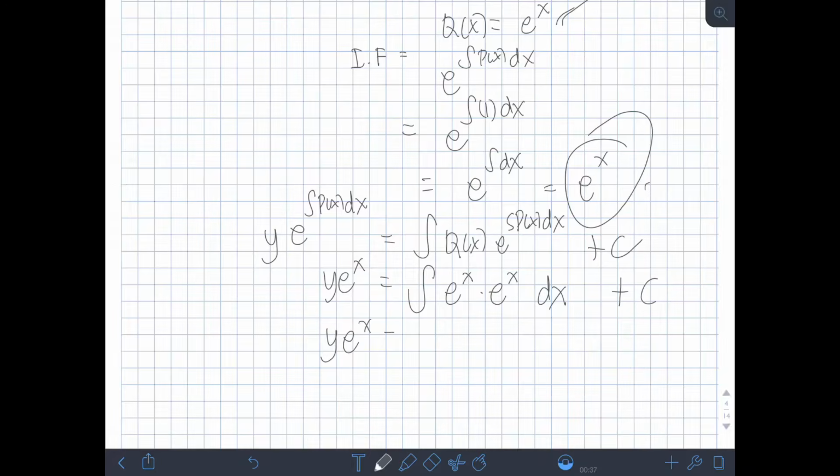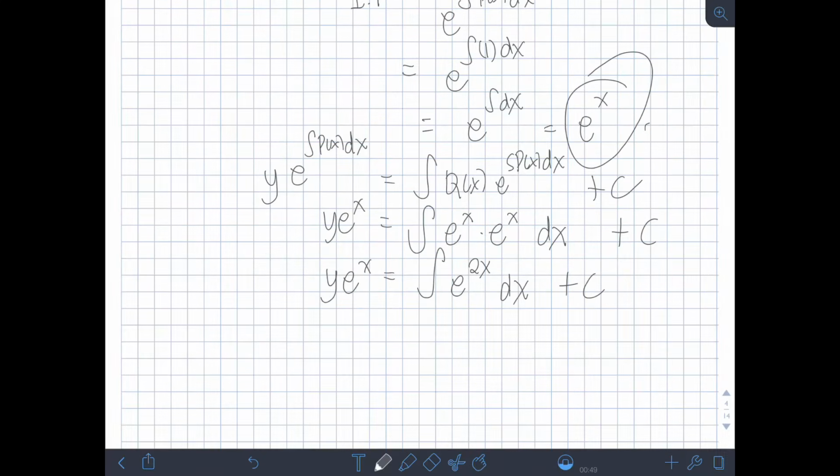Y e raised to x is equal to integral ng e raised to x times e raised to x is parang e raised to x plus x. Right? Law of exponent, or simply e raised to 2x dx plus c. So, integrate muna natin to. So, y e raised to x is equal to integral ng e raised to 2x dx. Let u equals 2x.